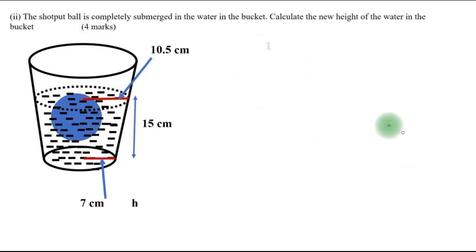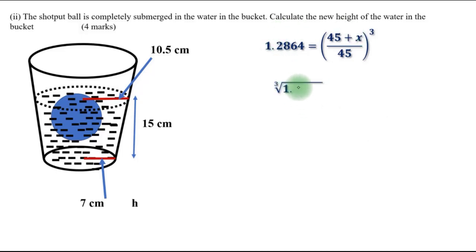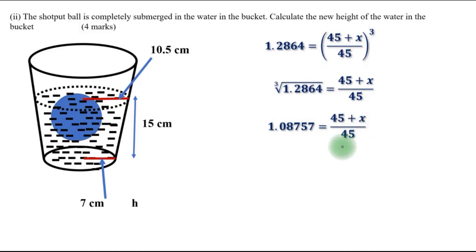So this will still be the same, 1.2864 equal to 45 plus x over 45 raised to 3. So we find the cube root on both sides. If we find the cube root on both sides, we shall get cube root of 1.2864 will be equal to 45 plus x over 45. Then from there, we get 1.08757 will be equal to 45 plus x over 45.